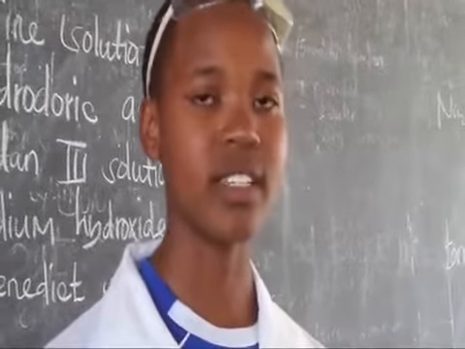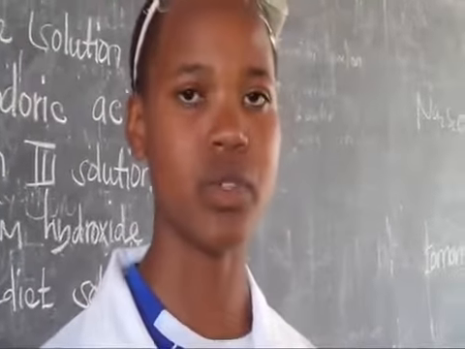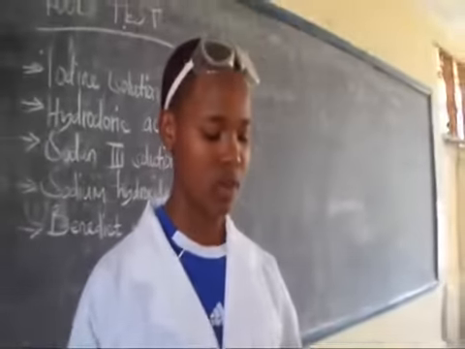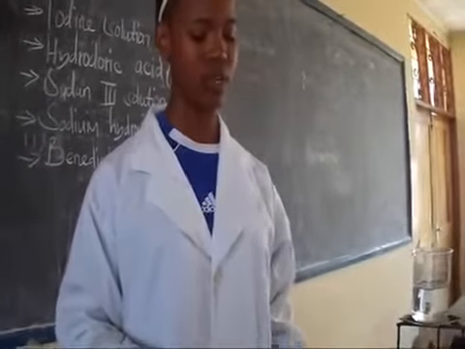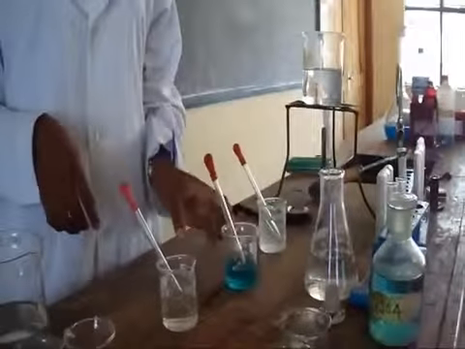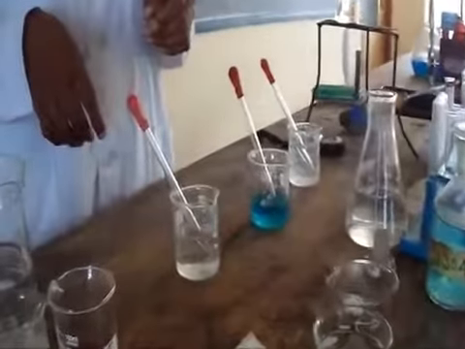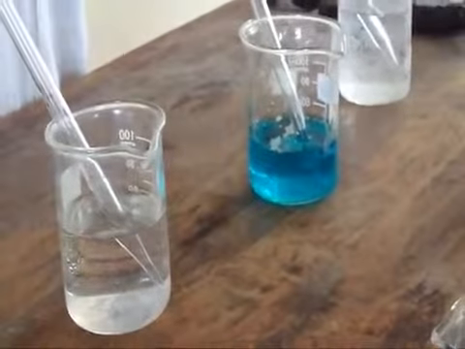Today we are going to conduct an experiment on food testing. We are going to test for the presence of reducing sugar in a food sample. When you are testing for reducing sugar, you must have Benedict solution. If there is reducing sugar, the color will change from blue to green, yellow, and finally brick red or orange.